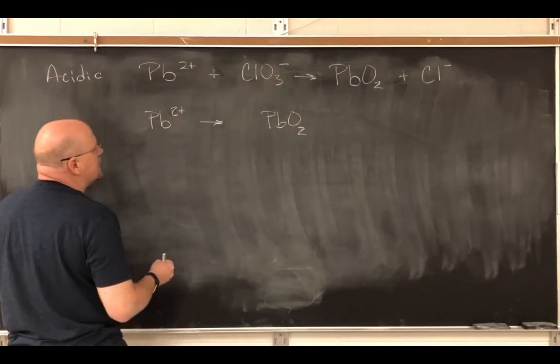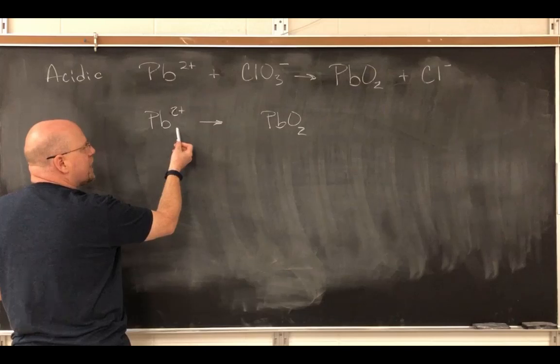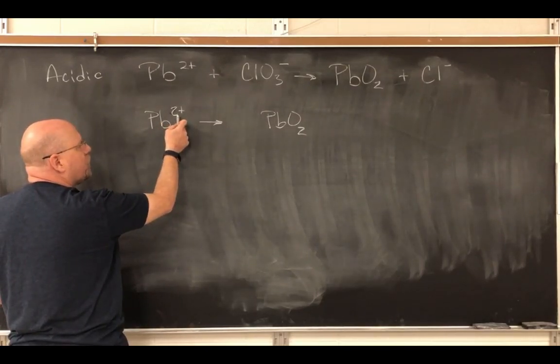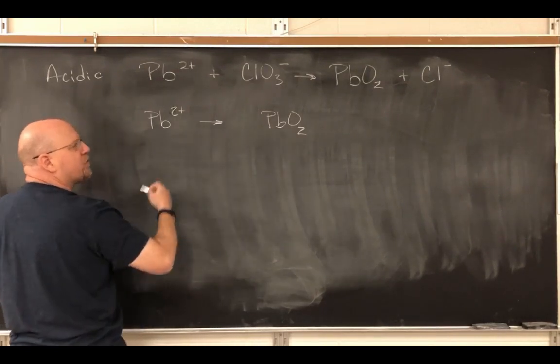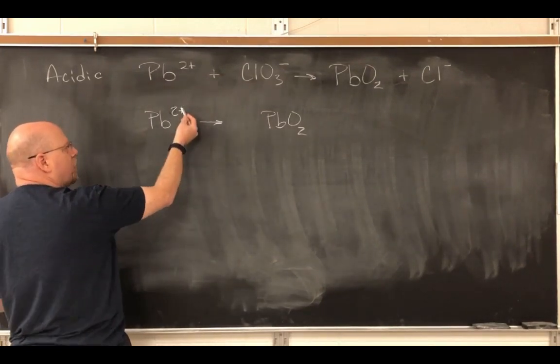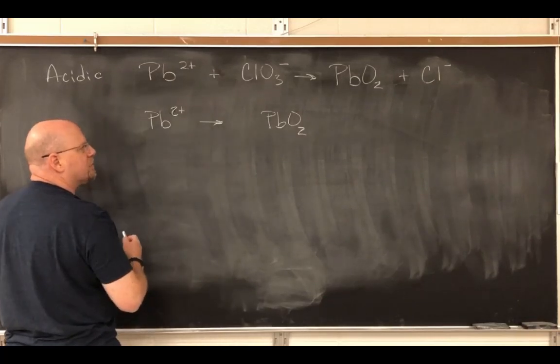and this would be the oxidation reaction because we get the lead with a 2 plus going to a lead with a 4 plus. And oxidation is the loss of electrons. When you lose electrons, your oxidation state increases.